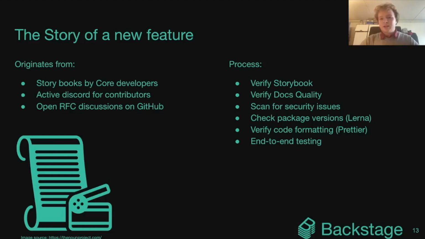Let's say you have the proposal, it's done, you want to make something, you write the code, then it also has to be checked against the storyboard. The doc quality is verified by one of the pull request maintainers, and it's checked for loads of stuff. Is the documentation right? Is the code format right? All the end-to-end tests are run, everything.